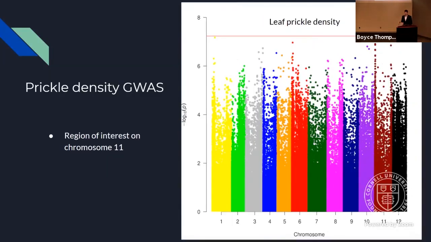When we did the prickle density, we did find something new though. We found a region of interest on chromosome 11. We're not sure what this is yet. That'll be something to look at in the future. But again, it is exciting. This could be a potential different loci associated with prickles.